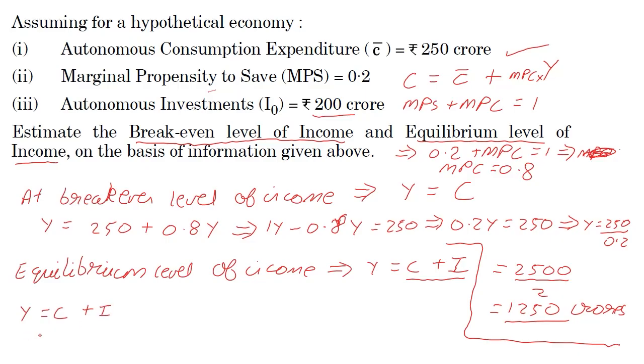Now, for equilibrium level of income, the formula is Y is equal to C plus I. And C itself is broken up into C bar plus MPC into Y, which is induced consumption, plus I. Now I can substitute. I know that C bar is 250 plus MPC, I have the value, MPC is 0.8. So 0.8Y plus 200.